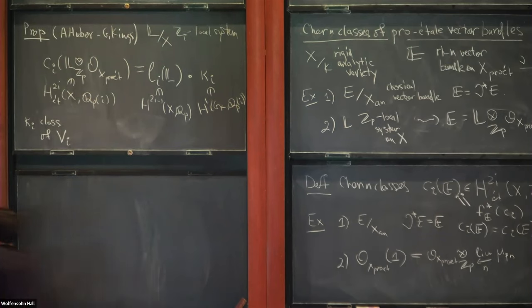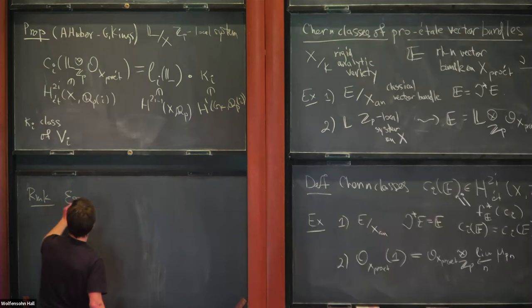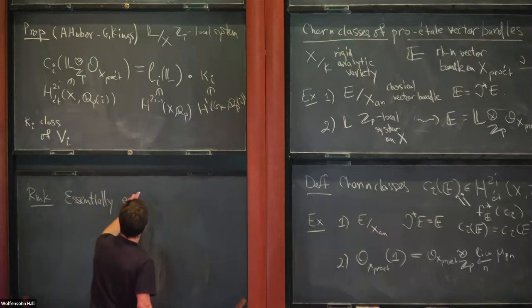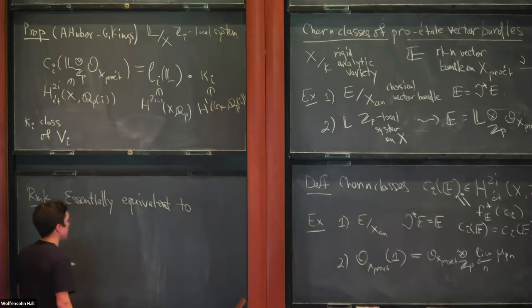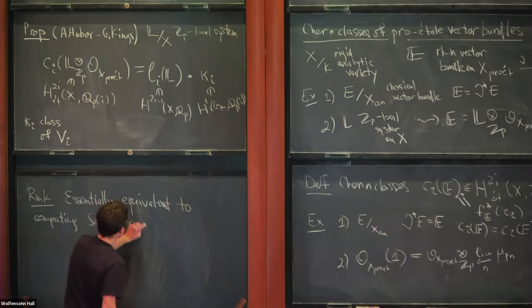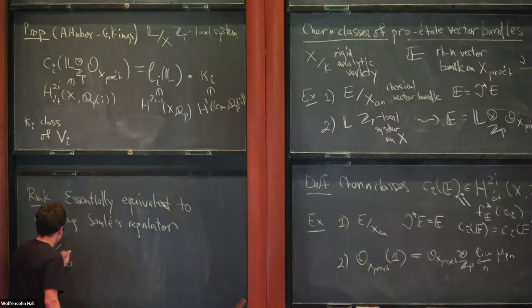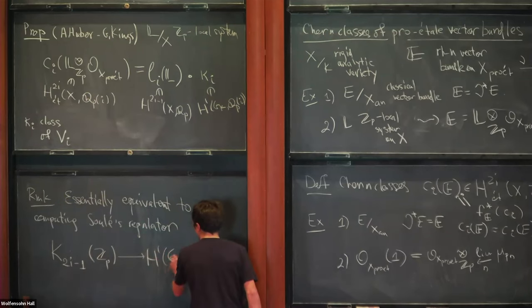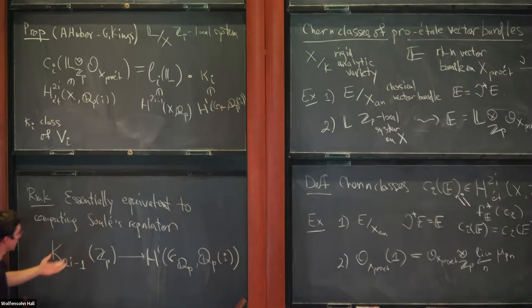Okay, so what kind of statement is this? Let me not give you a proof, but let me rather just rephrase the statement. A remark is that this is essentially equivalent to computing Soulé's regulator on K-theory, on the K-theory of Z_p, in degree i, that corresponds to degree 2i-1, Z_p mapping to the first Galois cohomology of Q_p(i). And so, this regulator is defined using the Chern class. It's basically the pullback along the map from the classifying stack of the group GL_m(Z_p), viewed just as a profinite group, to the classifying stack of the algebraic group GL_m.